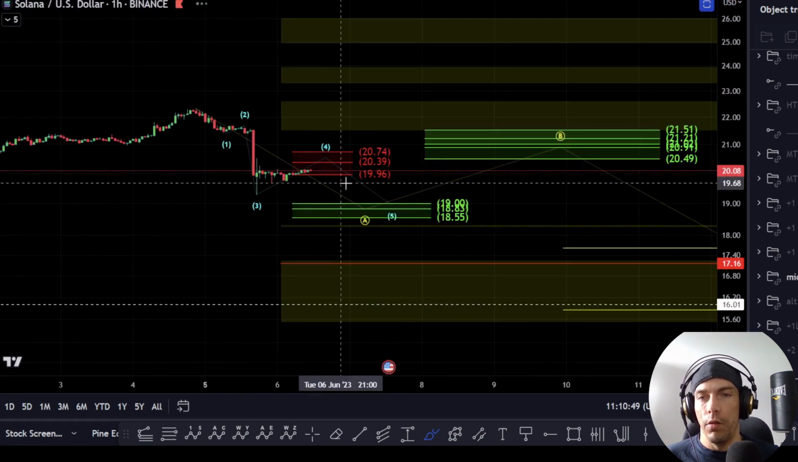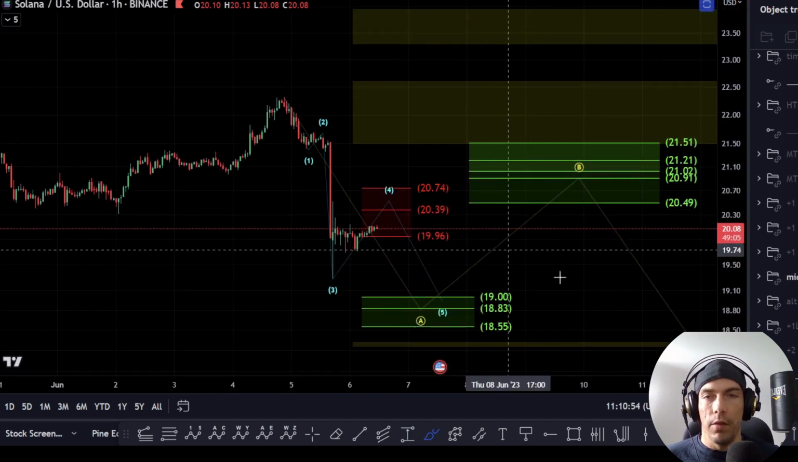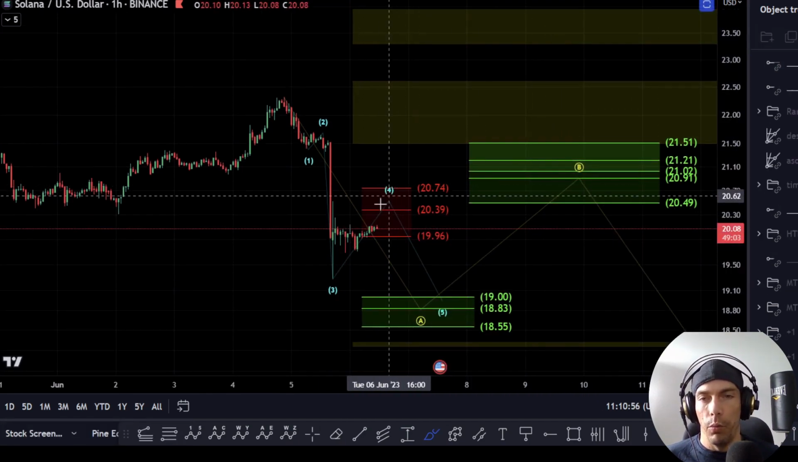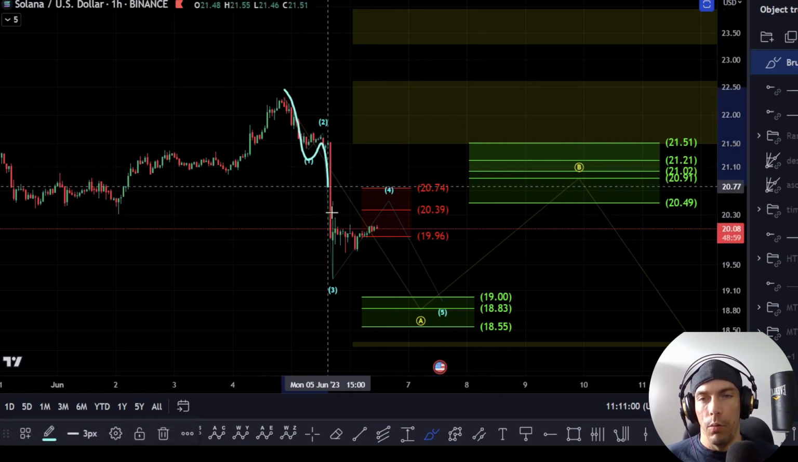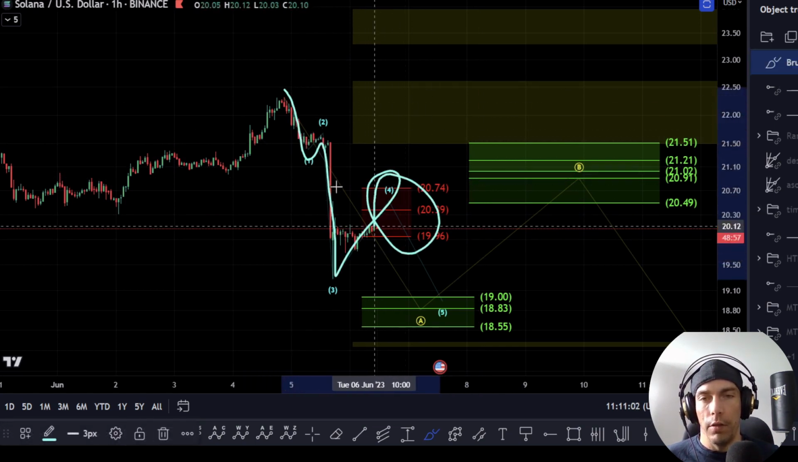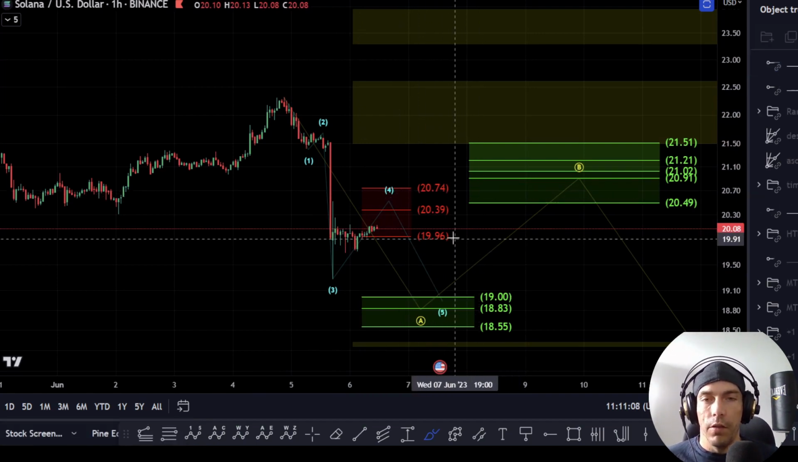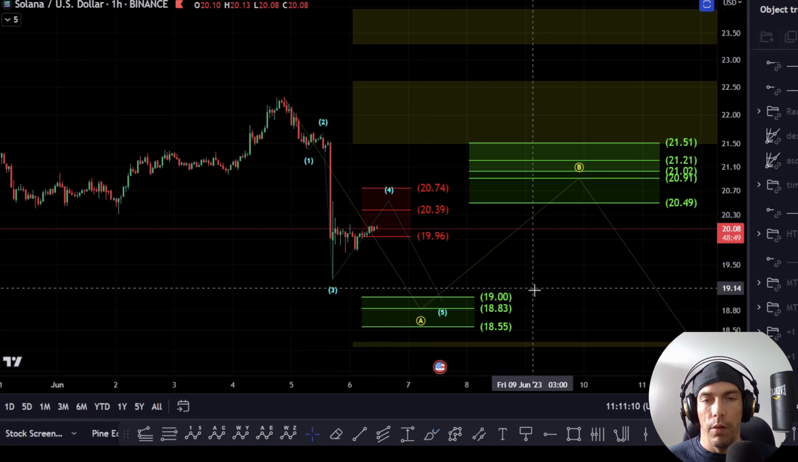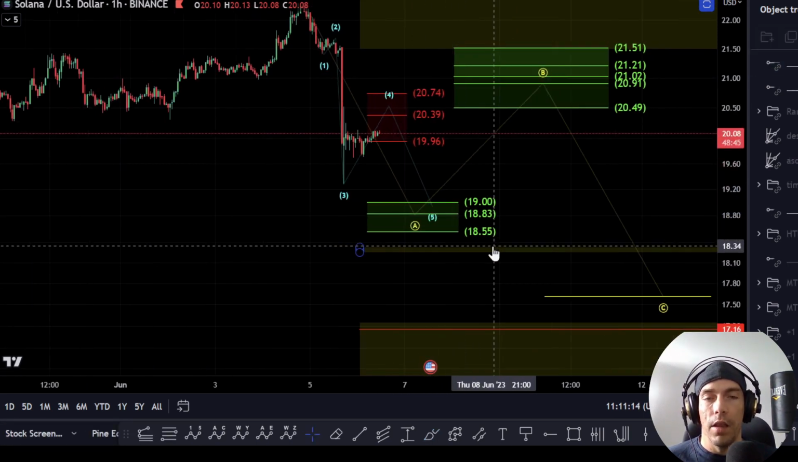So I'm going to come down here into the 1 hourly, and the way I'm looking at this currently is that we still could potentially have a 4th wave in play here. So this would be looking at this as 1, 2, all of this is 3, and then this effectively as a 4th. As long as we stay below this $20.74 to this 19.96, we can look for this potential 5th wave. Now, the 5th wave could look to push us down into this $19 area to this 18.85.